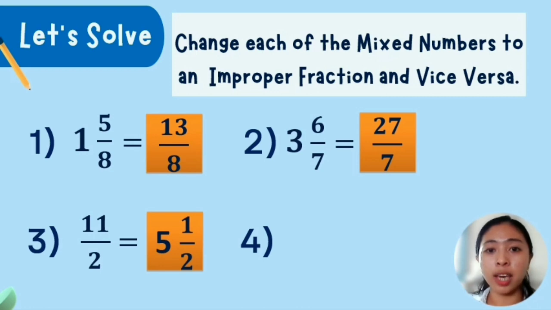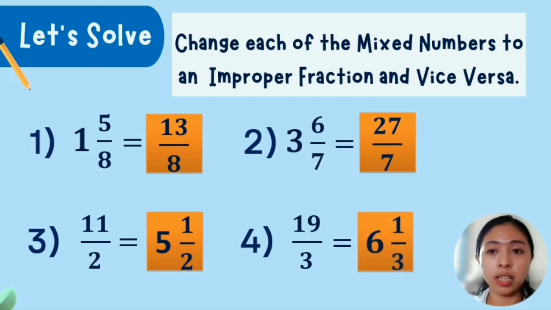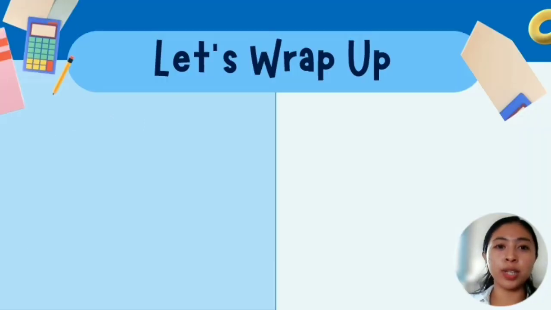Number 4, the given is 19 thirds. So let's try to divide 19 by 3. 19 divided by 3 is equal to 6, with a remainder of 1. So the answer is 6 and 1/3. So we just copy the denominator, which is 3. So that's how we change mixed numbers to improper fractions and vice versa.